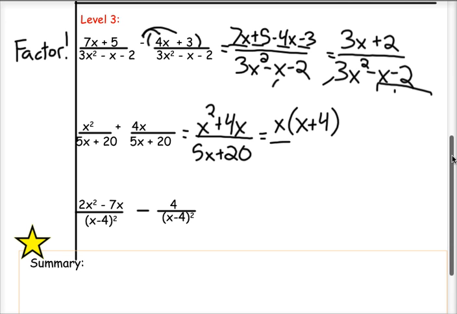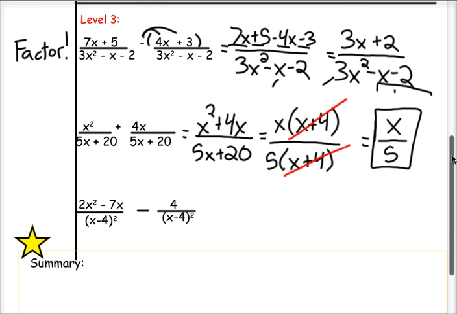On the bottom, notice I can pull out a 5, and I'm going to be left with an x plus 4. So once you factor those, now you can see x plus 4, x plus 4. So all you have left is an x divided by 5. That is going to be your reduced fraction, your reduced rational expression.